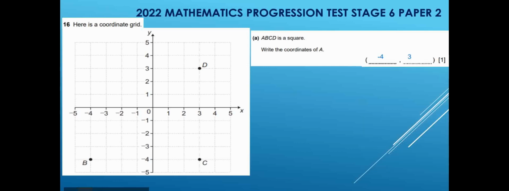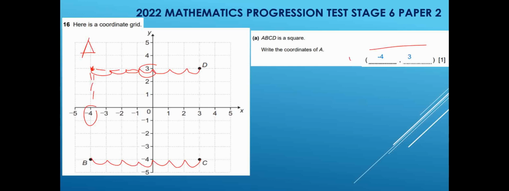So it's -4, 3. How it works, we see that from B to C is 1, 2, 3, 4, 5, 6, 7. So we also have to make 1, 2, 3, 4, 5, 6, 7. So it must be falling on this. The A is here. So the A is -4 and 3. So (-4, 3). That's our answer. Next.